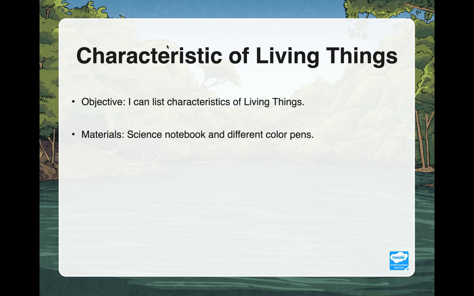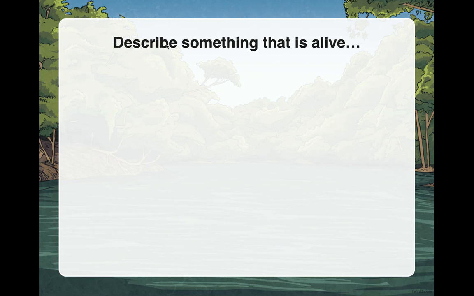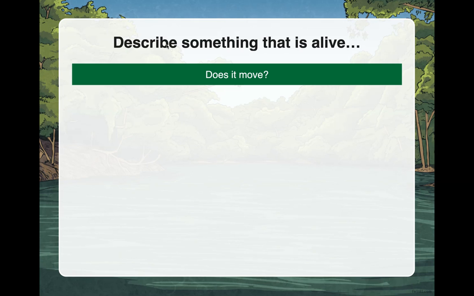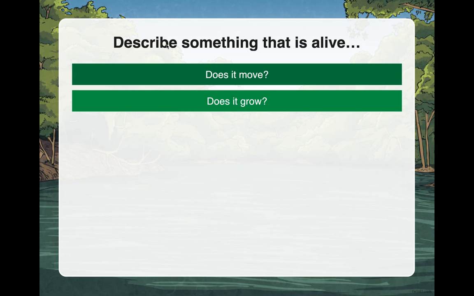Materials: science notebook and different color pens, or highlighters, they work as well. So first I want you to describe something that is alive, and ask yourself some questions. How do I know something is alive? Probably ask yourself, does it move? Does it grow?